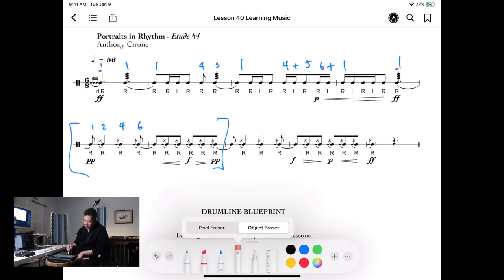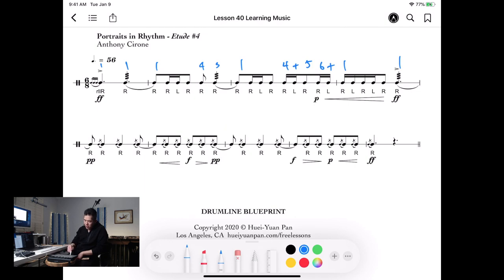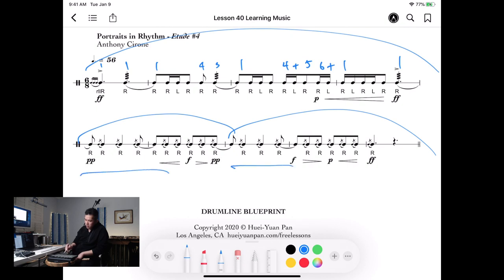And then in a broader scheme, let me erase all this, right? In a broader scheme, what I see here is that this first line is one long phrase. And then down here we have two smaller phrases, right? Because this phrase and this phrase are the same. And then the reverse. So now you've memorized it because you took a second to analyze what's going on.